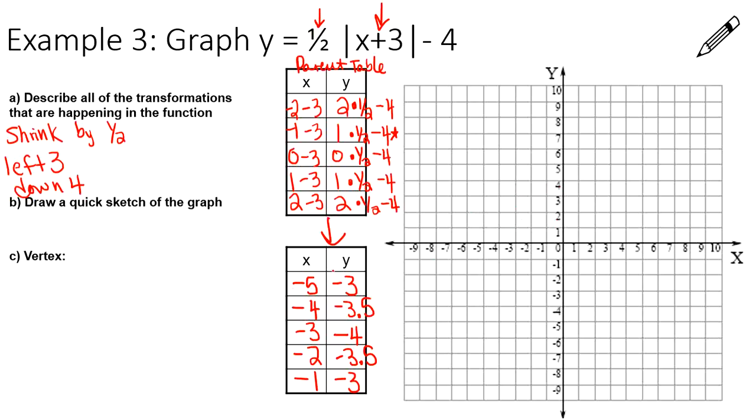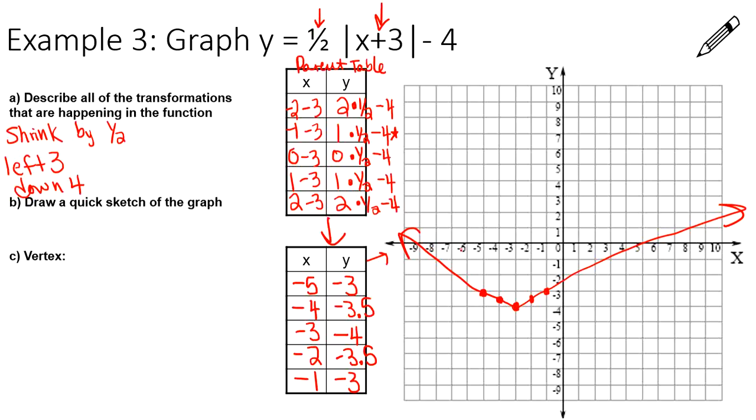And now these are the ones that we're going to plot onto our 10 by 10 graph. Okay, so (-5, -3), (-4, -3.5), so in between right there, (-3, -4), and then (-2, -3.5), (-1, -3).